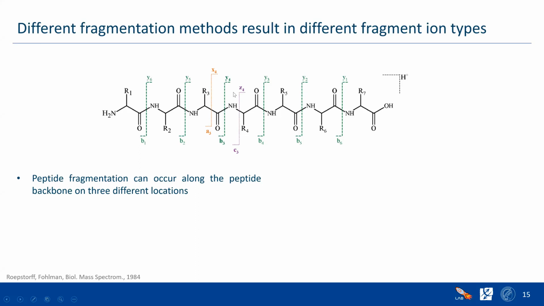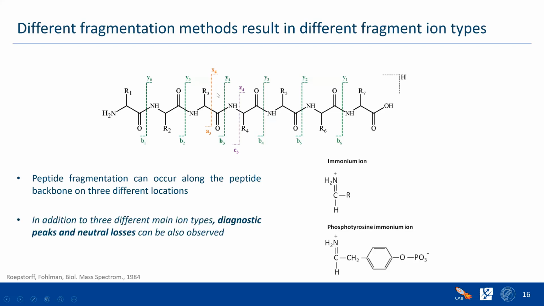and then we will have B and Y ions. But it can also happen on the amine bond, and then we will have the C ion containing the N terminus, and the Z ion containing the fragment of the C terminus. It could also be possible for fragmentation to occur one bond before the peptide bond, and in that case we have A and X.